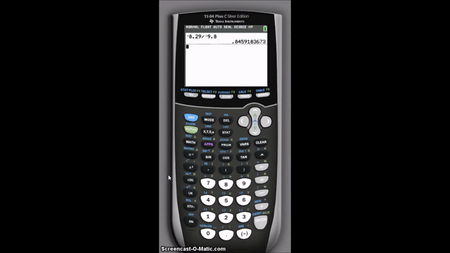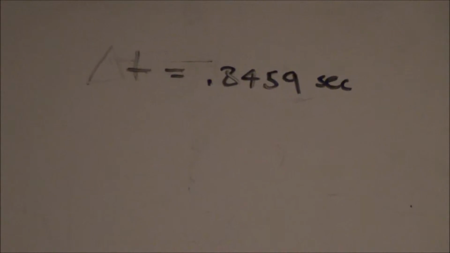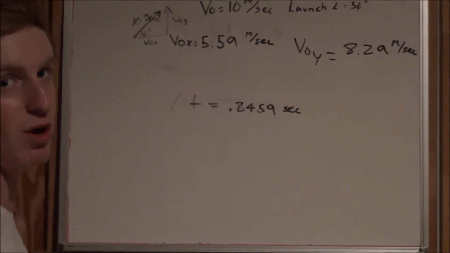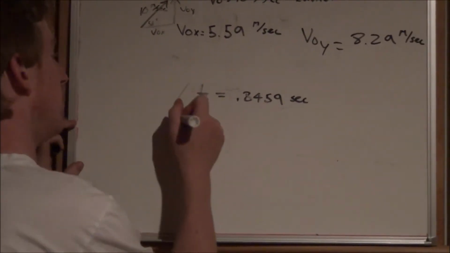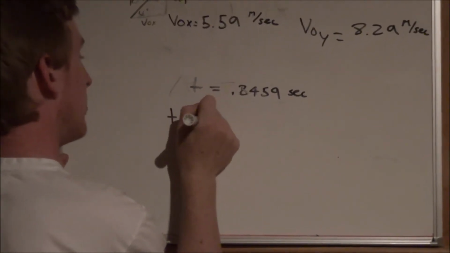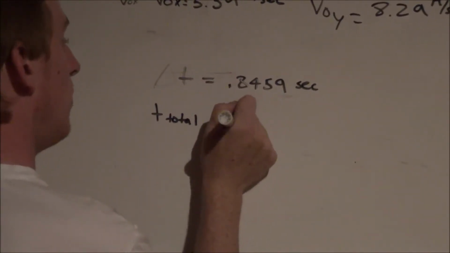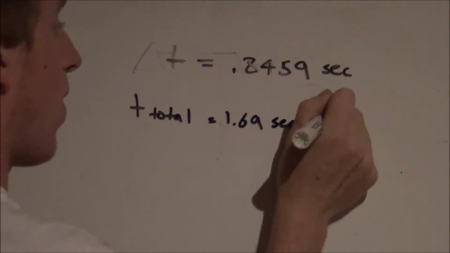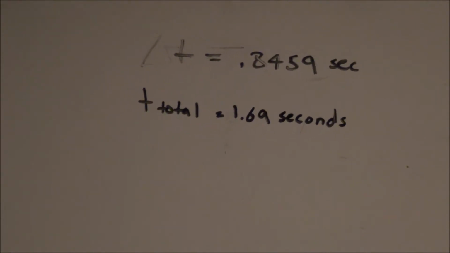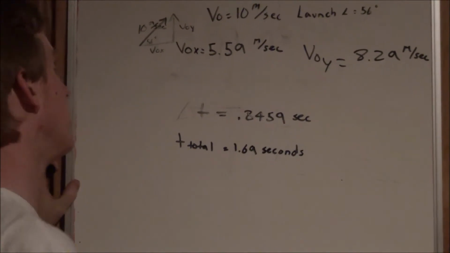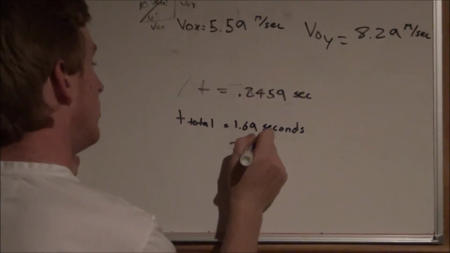This gives us 0.8459 seconds. We figured out that from the apogee to the ground, it takes 0.8459 seconds for the golf ball to fall. Since this is not the total time that the golf ball is in the air, our total time is double this, which is 1.69 seconds. Since our original equation started with only one significant figure, 10 meters per second, we want to put this into one sig fig. So our final answer is going to be 2 seconds.